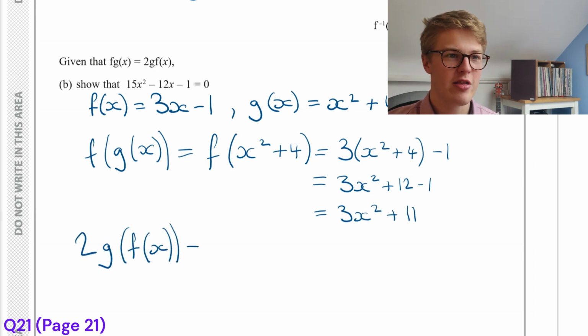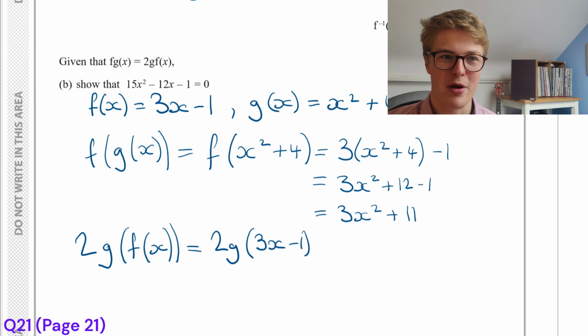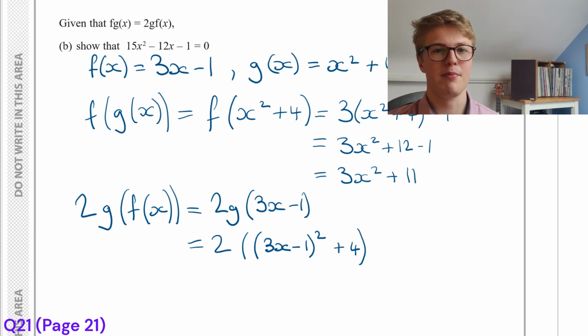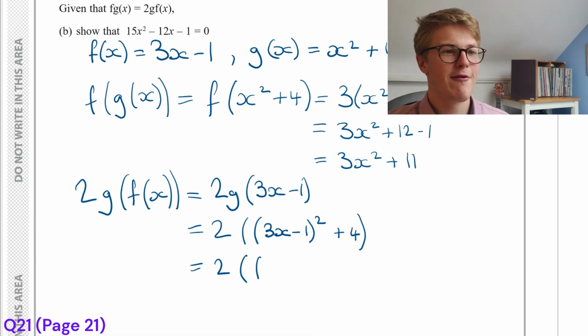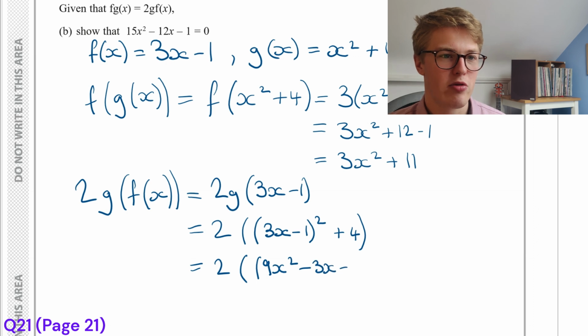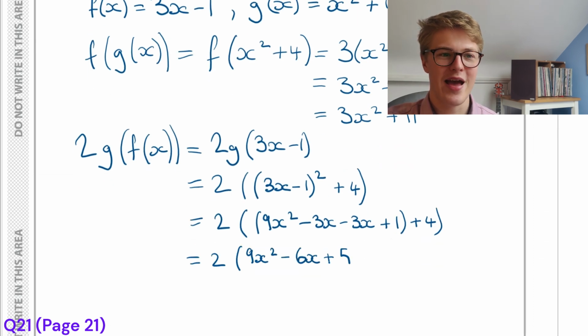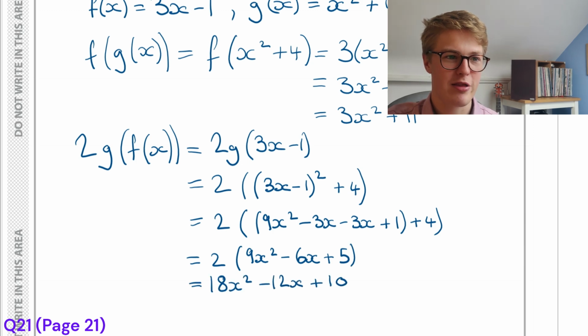2gf(x) is going to be the same as 2g of 3x minus 1. So using g and 3x minus 1, we get (3x minus 1) squared plus 4, but remember we have to multiply by 2 to make our equation. So we now have 2 times (9x squared minus 6x plus 1 plus 4), and then we expand all of this and we end up with 18x squared minus 12x plus 10.